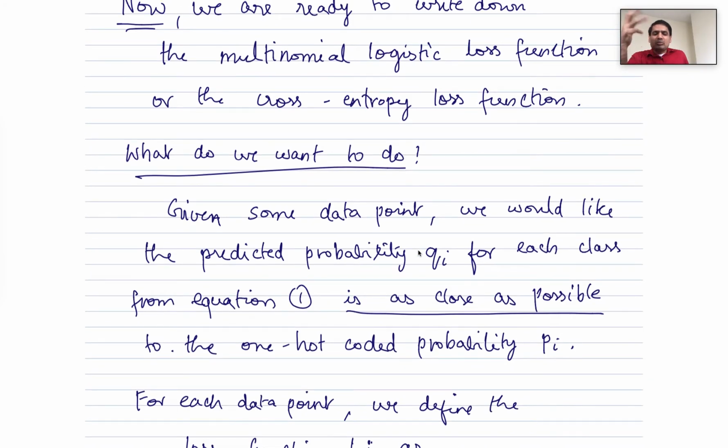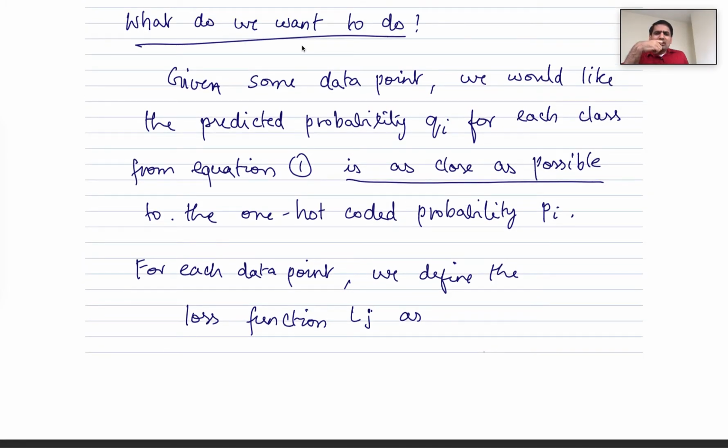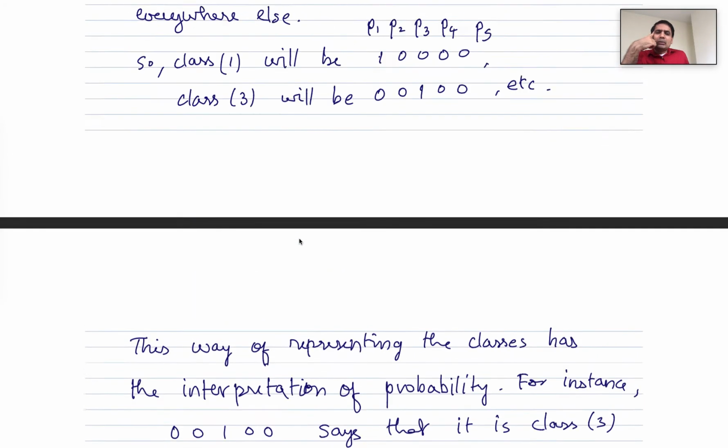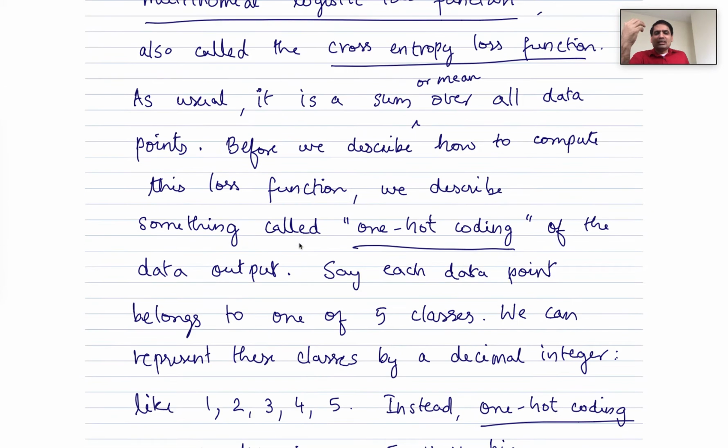So let me just state what it is. Just like before, we compute it for each data point and then sum over all data points or take the mean over all data points. So what do we want to do? We want the probability expressed by this expression, right? Underlying all this, we have this expression for the probability that something belongs to class I or class J or whatever. This is a prediction by the model of what the probability is that a particular image, say, belongs to a particular class.